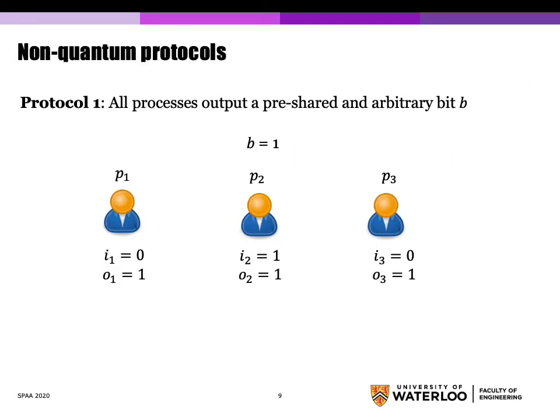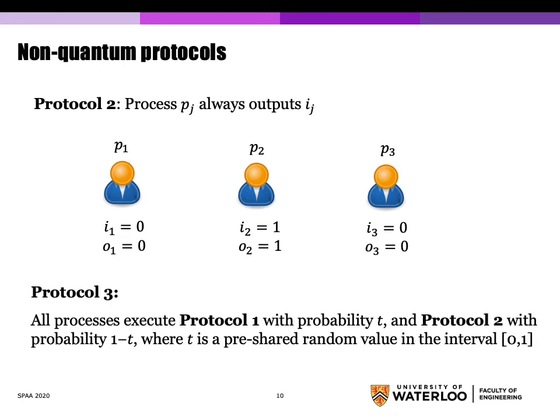The upper bound defined in the previous slide is matched by several classical n-process protocols. For instance, the protocol where all processes output a pre-shared arbitrary bit regardless of their inputs, or the protocol where all processes always output their input, or the protocol where all processes execute the first protocol with probability t and the second protocol with probability 1 minus t, where t is a pre-shared random value in the interval between 0 and 1.